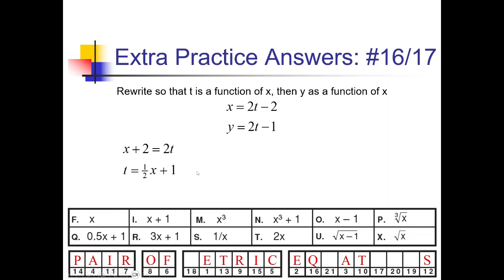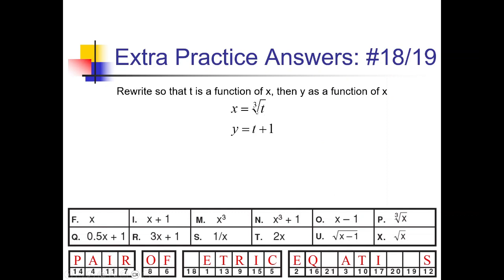And then let me replace t with 1/2 x plus 1 over here for 17 now. So this is 2 times 1/2 x plus 1, minus 1 at the end. Don't want to forget about that. Distributing this 2, 2 times 1/2 cancels, so you just have x for that first term. And then 2 times 1 is 2. Still have that negative 1 hanging around. 2 minus 1 is 1, so x plus 1 when the dust settles, giving me an I in 17.